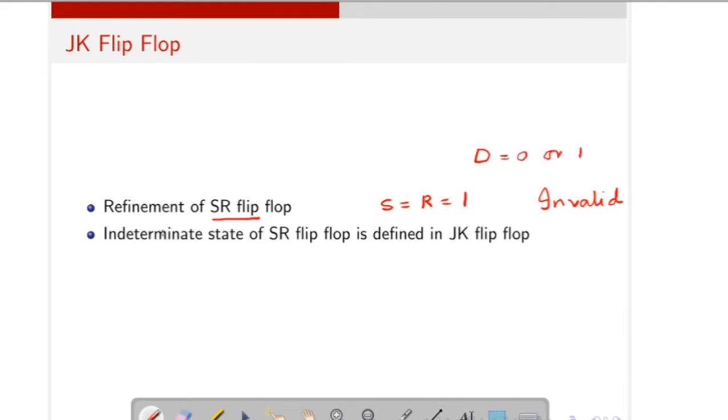But JK flip-flop is actually the refinement of the SR flip-flop, and in JK flip-flop, the indeterminate state of the SR flip-flop is defined. That means in JK flip-flop, we can give J is equal to 1 and K is equal to 1, and we get a stable state, right?